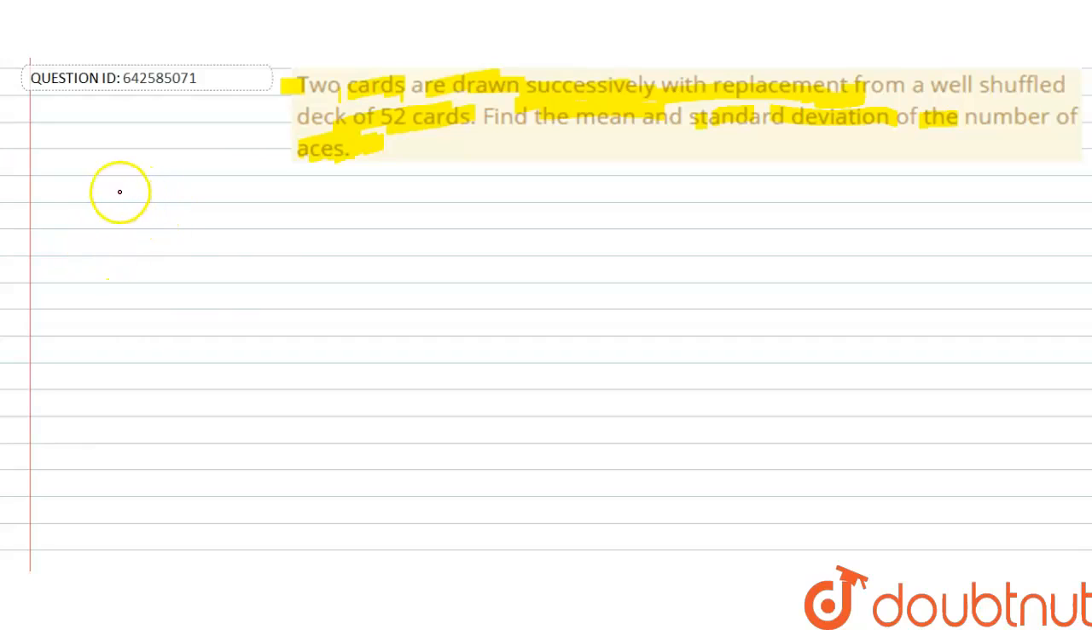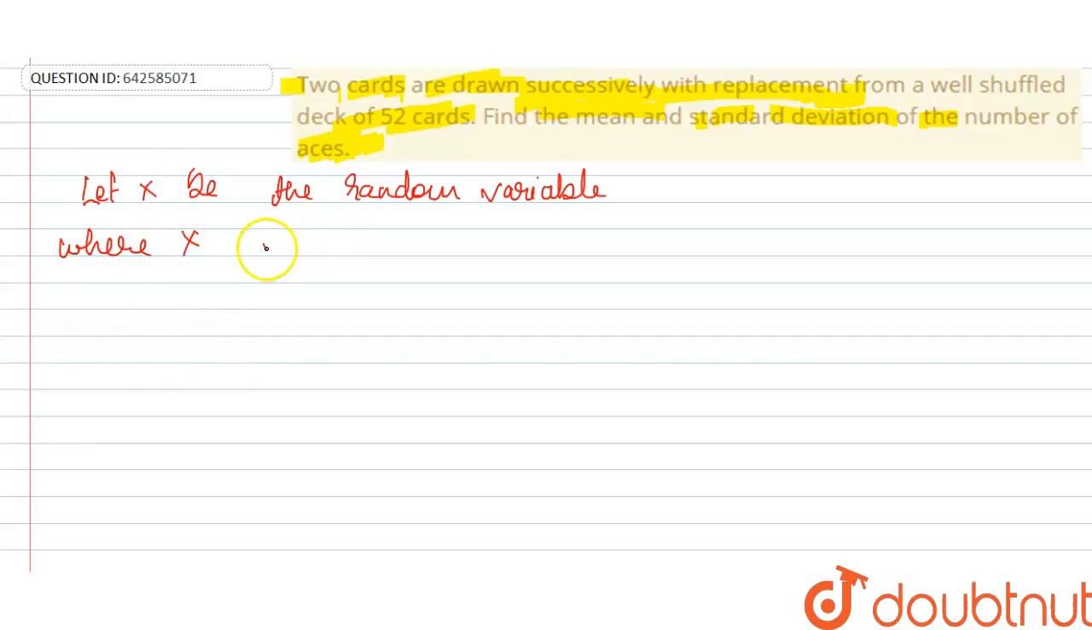Let us suppose that X is a random variable, where X denotes the number of aces in a well-shuffled deck of 52 cards.